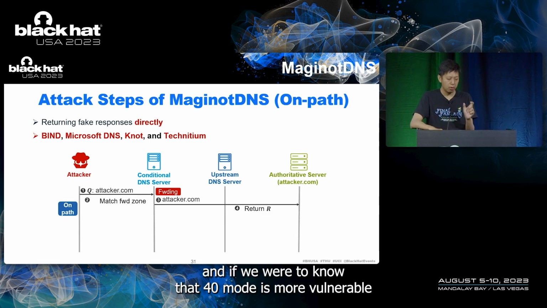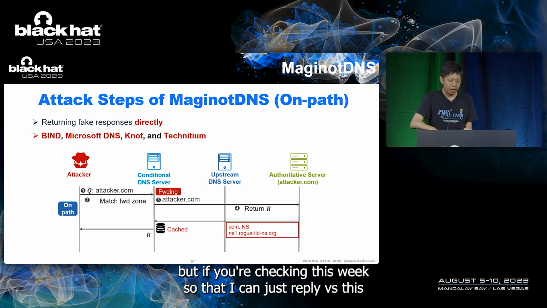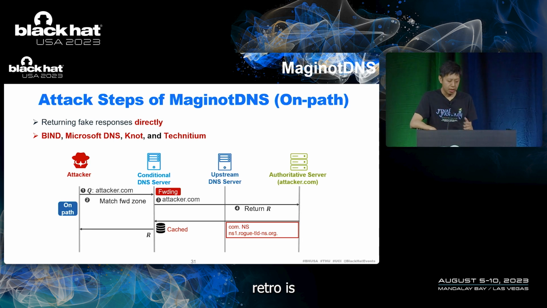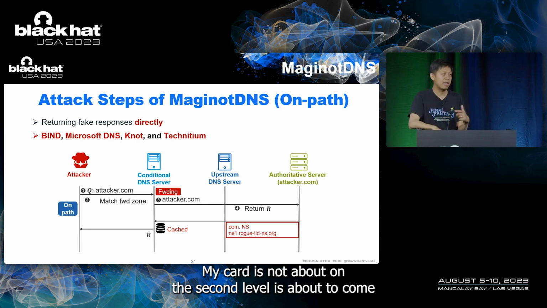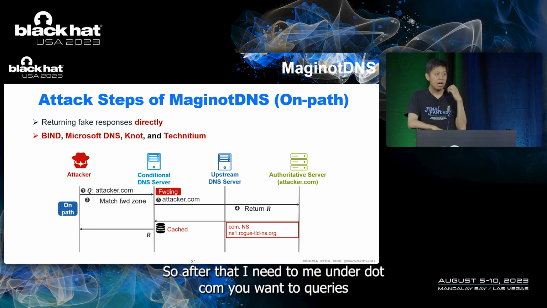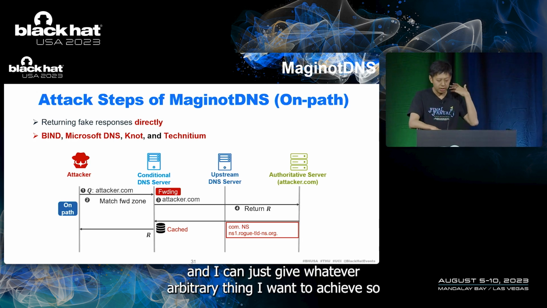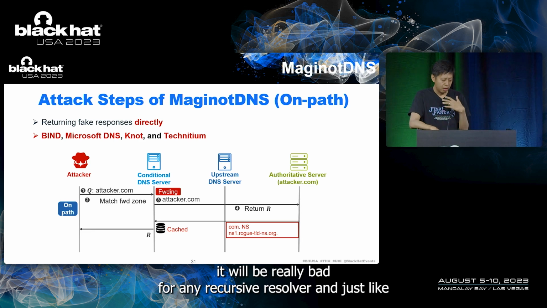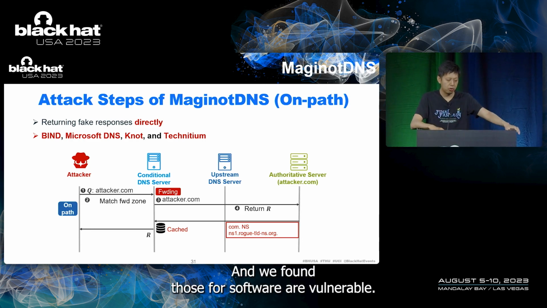And we already know that in forwarding mode, bailiwick checking is weak. So the attacker can just reply with these records about the .com name server. And please pay attention to this record. It's not about any second level. It's about .com. And it overrides the entire name server part of .com. So after that, for any domain under .com you want to query, if the resolver tries to find the name server, it's going to come to me as an attacker, and I can just give whatever arbitrary thing I want. So it will be really, really bad for any recursive resolver, and it's just one round of communication. Okay, and we found those 4 software are vulnerable.